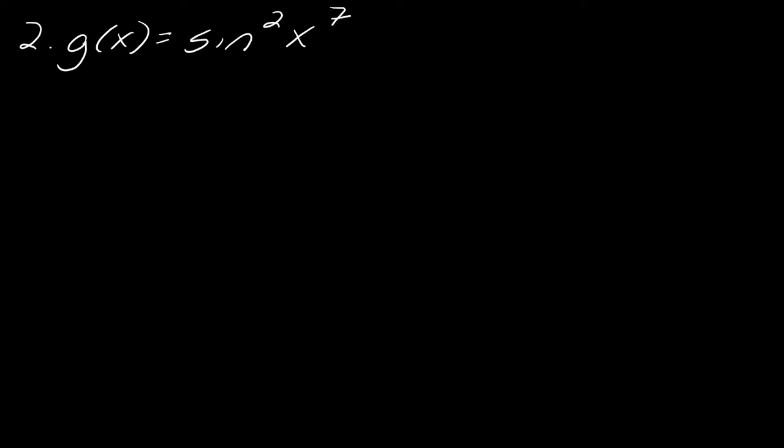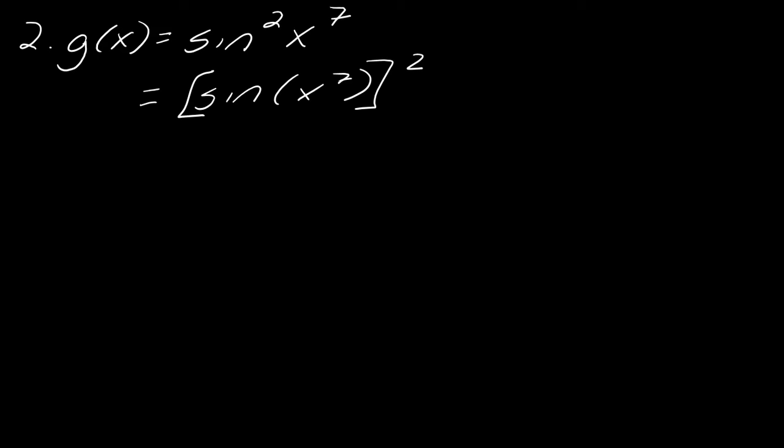So moving on to number 2 here. So I've got g of x equals sine squared x to the 7th. So the whole thing about these squares is you want to make sure that you're thinking about them in the right way. So if I wanted to rewrite this, it would really be sine of x to the 7th, and all of this is what's being squared, if that makes sense. So you do want to make that distinction in your mind.